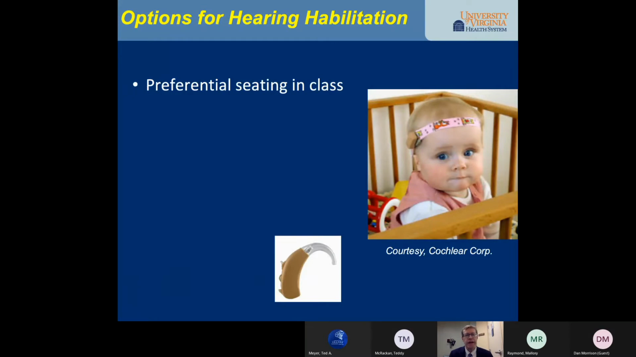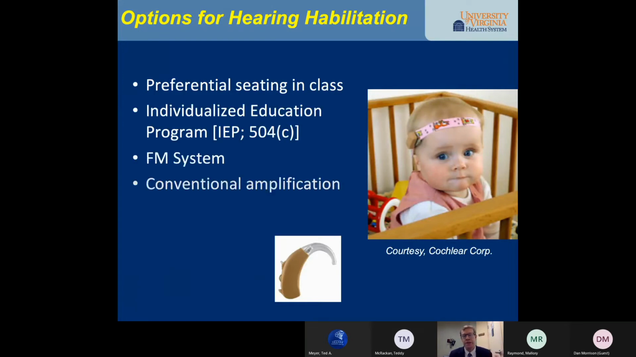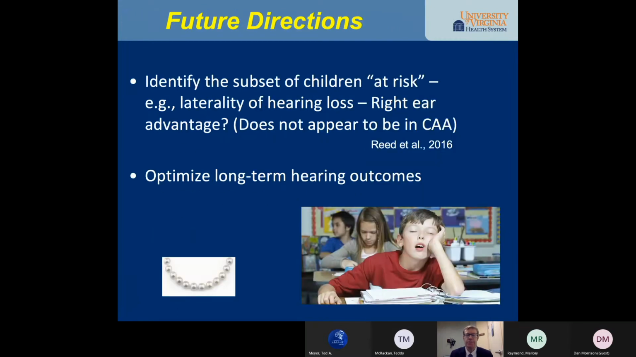So as we wind up the talk, options for hearing rehabilitation: we talked about preferential seating, the 504 plan, the FM system, conventional hearing aid in a well-formed auricle. Bone conducting technology is certainly an option, and canal surgery.